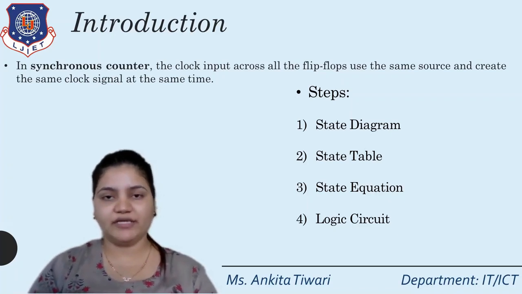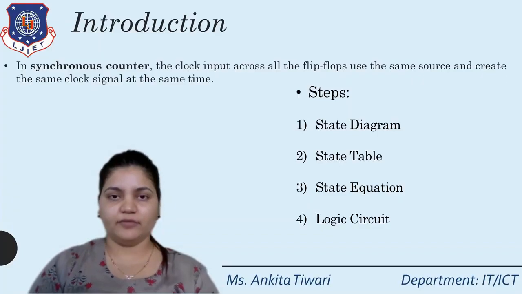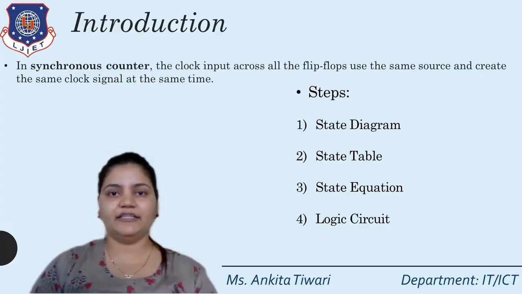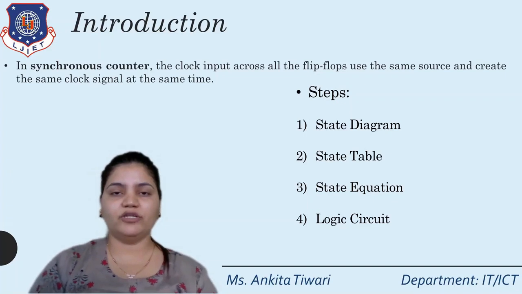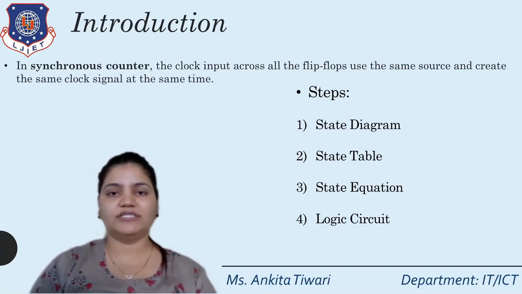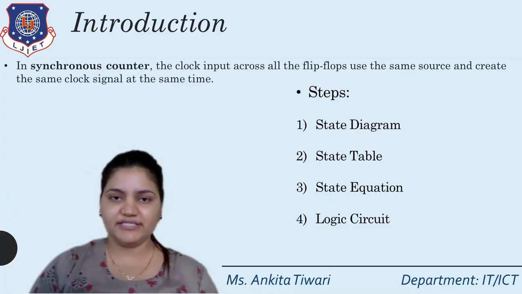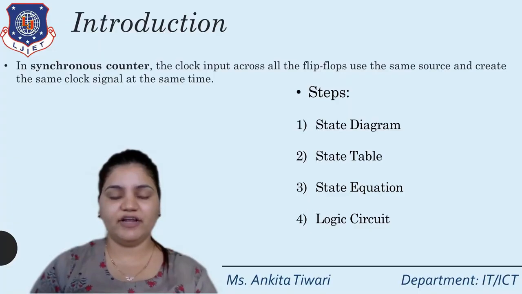Now, what do we mean by state diagram? It's a pictorial representation of the states, the present state and the next state. The next step that we need to follow in synchronous counters is the state table. The state table includes the present state values in the first column, the next state value in the second column, and the excitation table in the third.